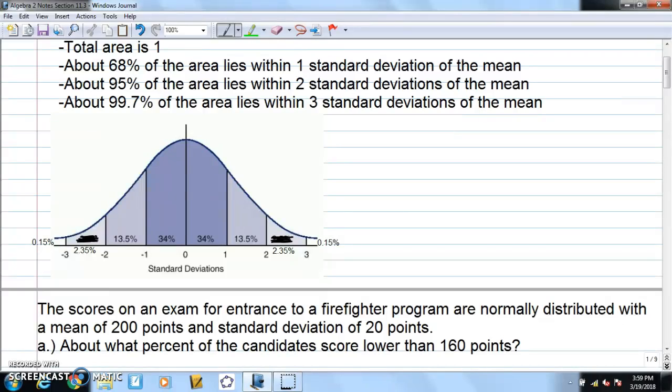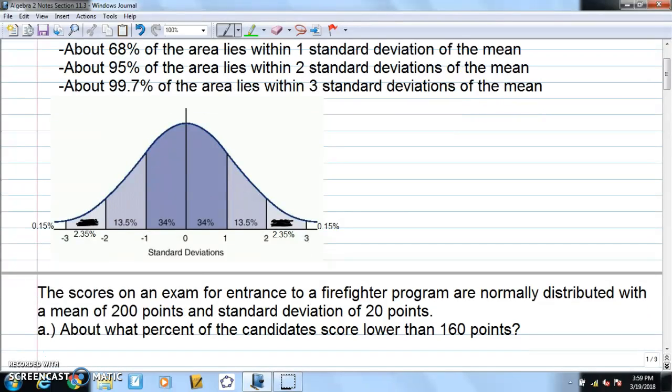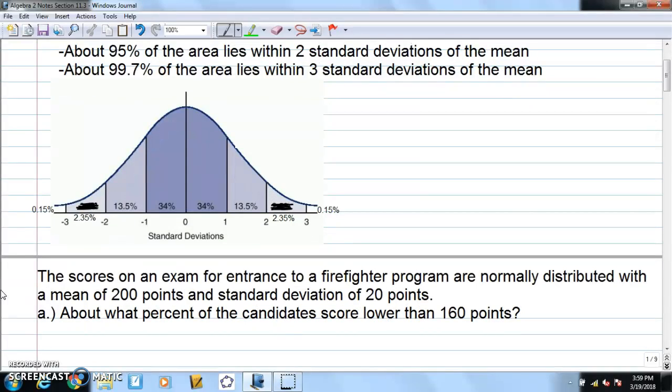The scores of an exam for an entrance to a firefighter program are normally distributed with a mean of 200 points and a standard deviation of 20 points. So using this curve up here, we want to answer about what percent of the candidates scored lower than 160. Well, if the mean is 200 points, that goes right here at the top. There's your mean. Okay, it's within so many standard deviations of your mean. Well, the standard deviation is 20 points. So plus 1 standard deviation would make this 220. Minus 1 standard deviation would make this 180. Minus another 20 would make this 160.